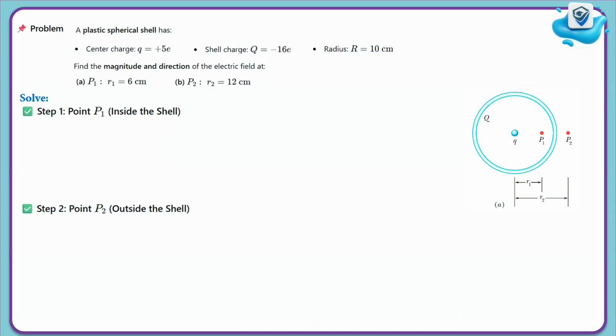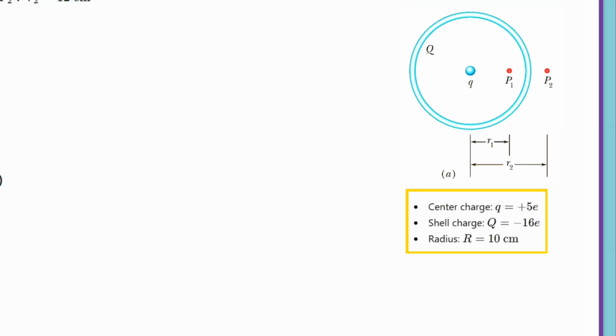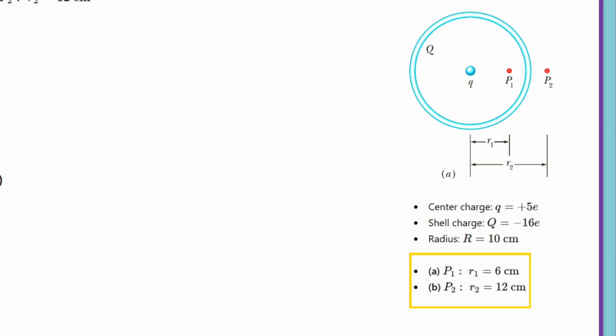Now let's solve an important exam-type problem together. If we look at the figure, we have a plastic spherical shell with a negative charge Q, and at its center there is a positive point charge Q. The radius of the shell is R equals 10 centimeters. Point P1 is located 6 centimeters from the center, so it is inside the shell. Point P2 is located 12 centimeters from the center, so it is outside the shell. Our goal is to find the magnitude and direction of the electric field at both points.